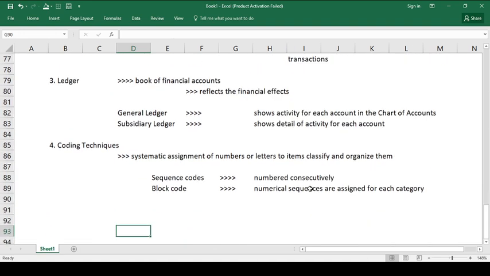This will be our last topic for today because hinati ko po yung unit 2 into two parts. The last one is the coding techniques. Coding techniques naman, this is very important, no? What is a coding technique? It is a systematic assignment of numbers or letters to items, to classify and organize them.